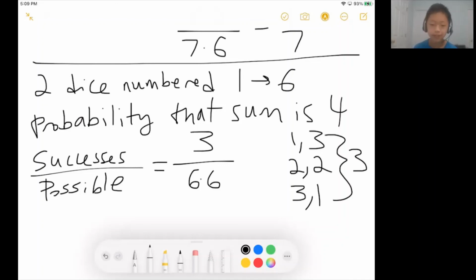So you have 3 ways to succeed. So you would do 3 divided by 36, which is going to be 1/12.